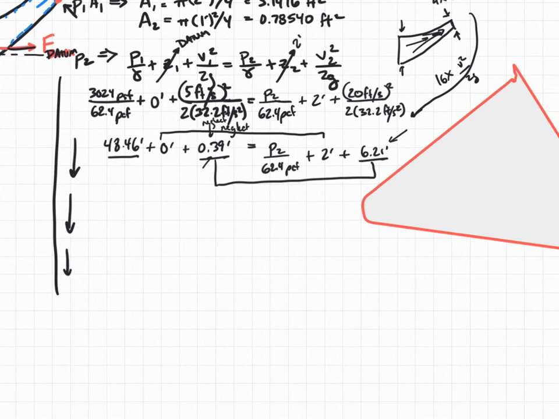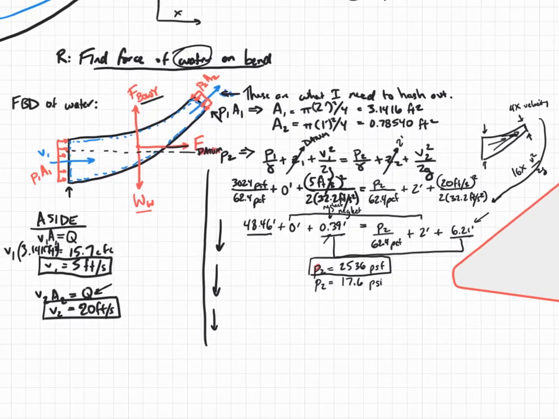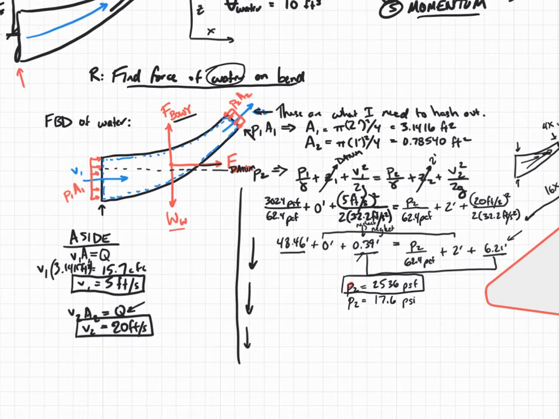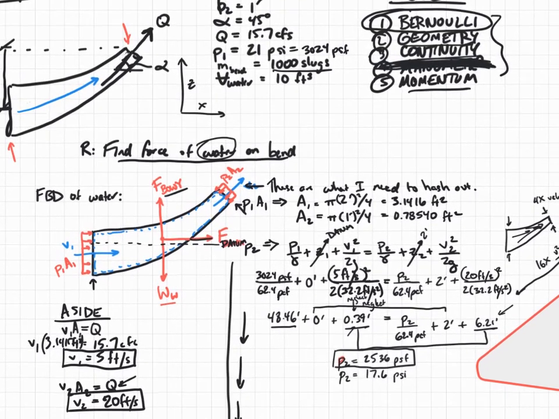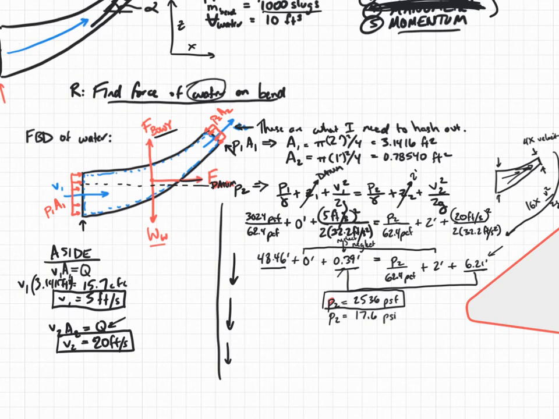Anyway, so we can solve for P2 at this point. It changed the color of my pen. Okay, P2 equals 25.2536 PSF. Now I convert that back into PSI, 17.6 PSI, just because I wanted to be able to look at this and say, what was my original PSI? It was 21. So the pressure drops to 17.6, going from here to here.